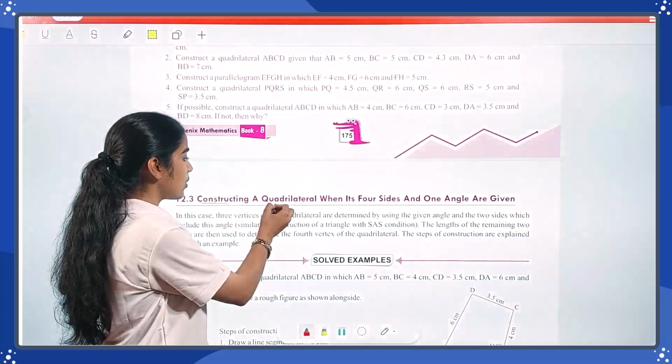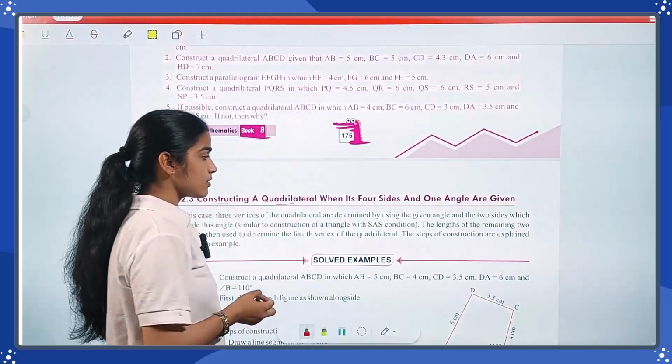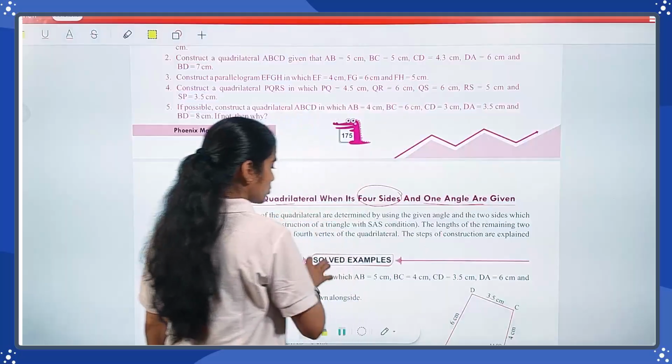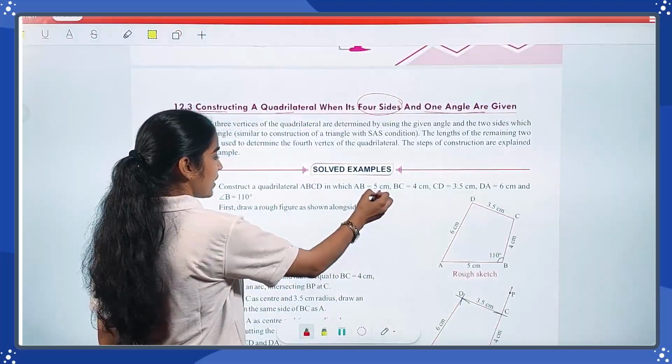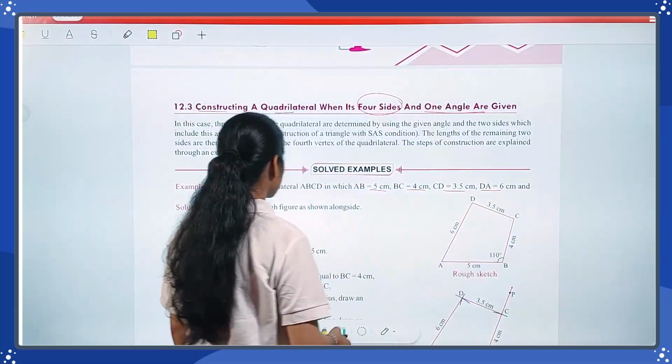Now constructing a quadrilateral when its four sides and one angle are given. In this case what we have is four sides and one angle. So AB is equal to 5 centimeter, BC is 4 centimeter, CD is 3.5 and DA is 6 centimeter.